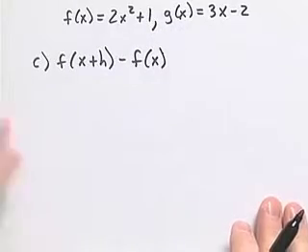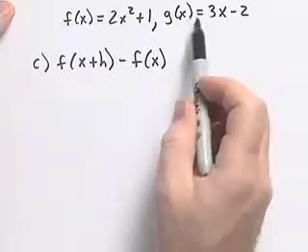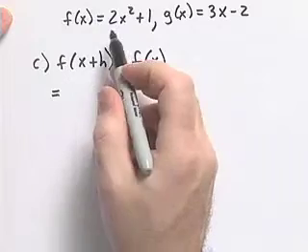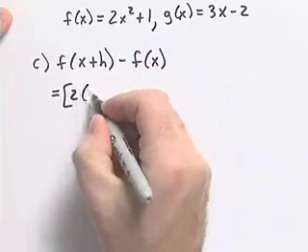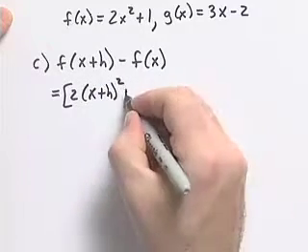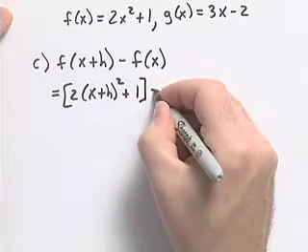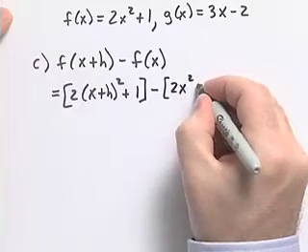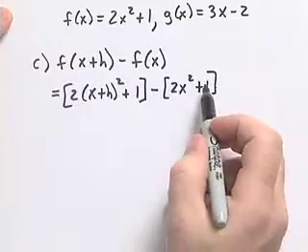For part C, we want f of x plus h minus f of x, again using our two functions. We need to evaluate the function f at x plus h, and so we'll get 2 times (x plus h) squared plus 1, that's f of x plus h, minus f of x, so we just rewrite our function, (2x squared plus 1). Again, grouping symbols are important because we're going to be doing a subtraction.